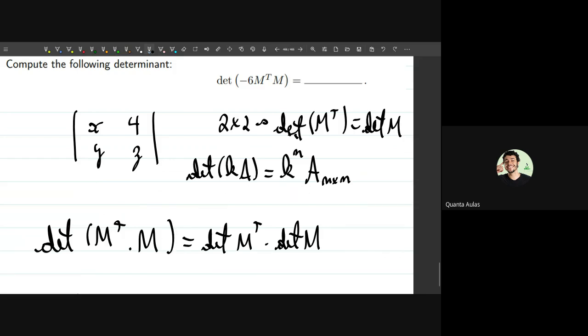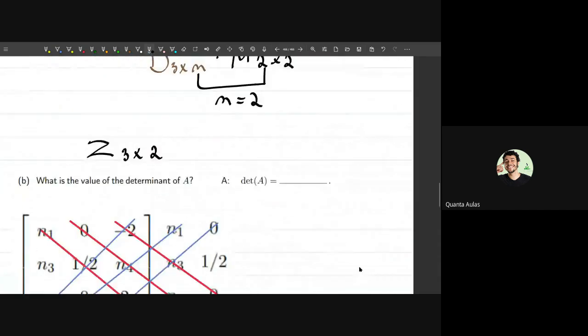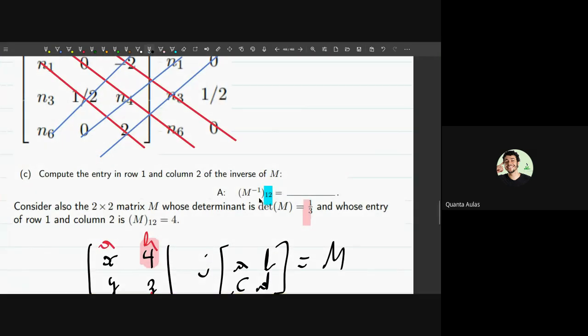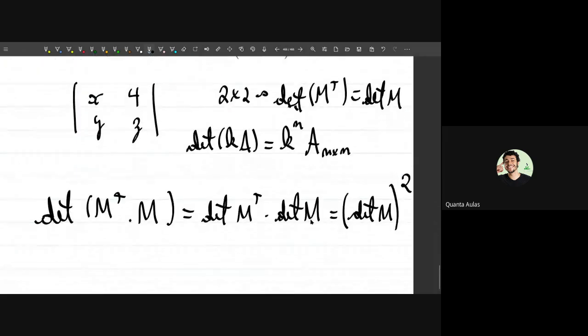So this is something you need to record. We need to memorize it, because it's very important in your test. And I suppose the teacher will not put this in your formulary. These two things are equal, so we know this will be the determinant of M squared. And we know the determinant of M. Do you remember? The determinant of M is 1 over 3.